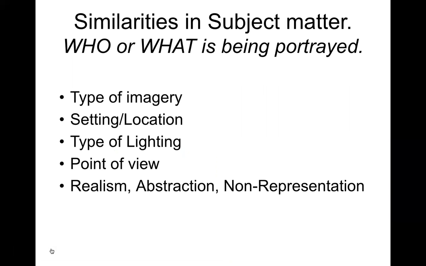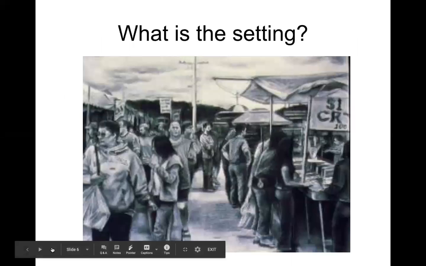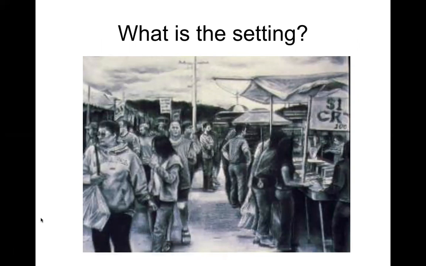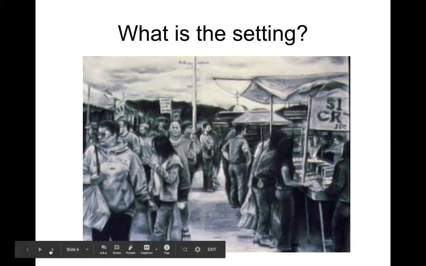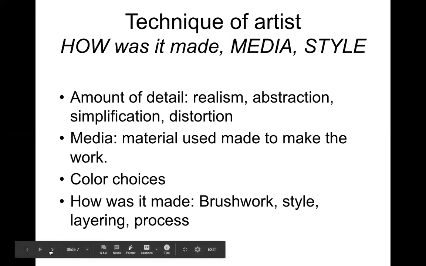So when you are thinking about similarities in subject matter, we want to think about the who or the what that is being portrayed. So you could think about the type of imagery, maybe the setting or location of that imagery, the type of lighting, your point of view, and you could even think about the idea of style. So realism, abstraction, non-representation. So for this work, what do you think is the setting? So jot down your ideas. Where does this take place?